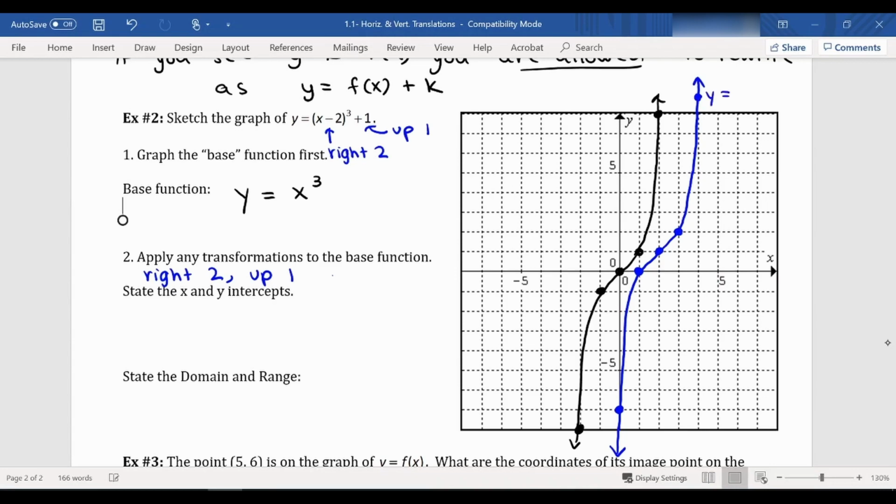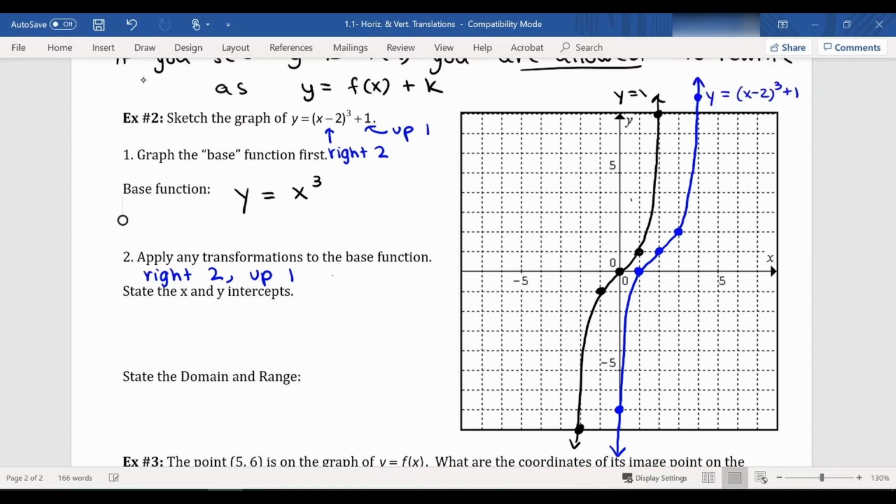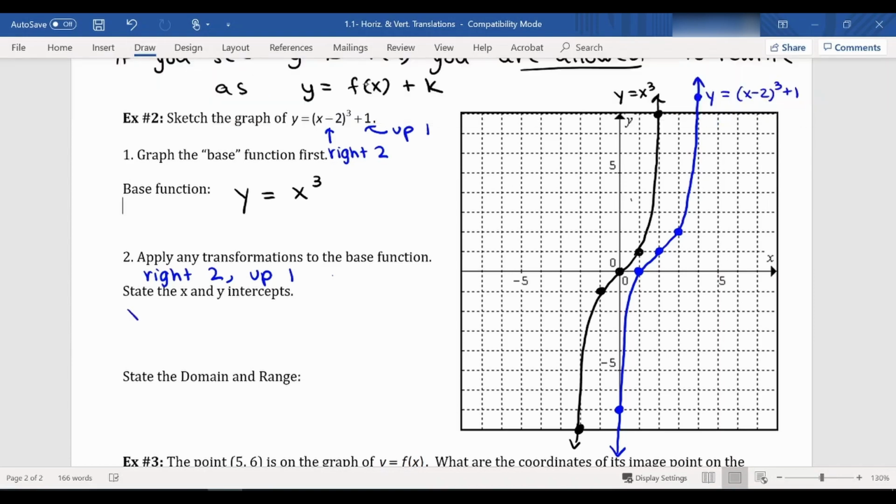So this is our y equals x minus 2 cubed plus 1 graph. And my black one is the y equals x cubed. Okay. So we've been asked to state the x and y intercepts. If I take a look at my blue graph here, my x-intercept is when x is 1. Or I can write it as a coordinate 1, 0. My y-intercept is y equals, looks like -7. Or I can write it as 0, -7.